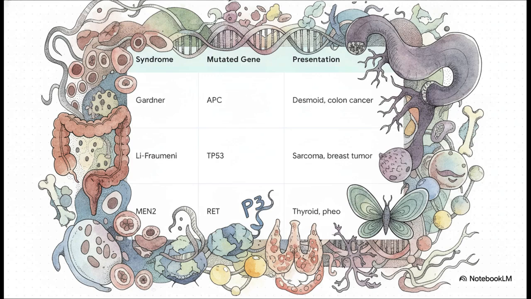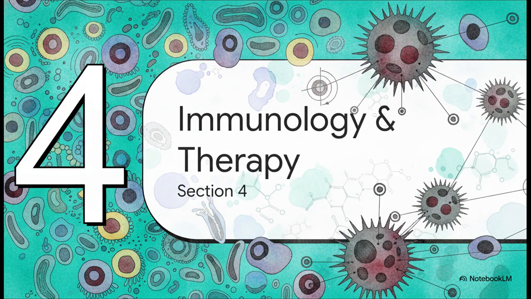Gardner syndrome is driven by the APC gene, presenting with desmoid tumors and early colon cancer. Li-Fraumeni is driven by a TP53 mutation, resulting in those early sarcomas and breast or brain tumors. And MEN2 targets the RET gene, presenting with medullary thyroid cancer and pheochromocytoma. Finally, let's jump into immunology and targeted therapy.